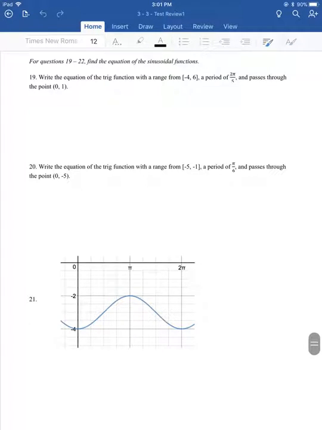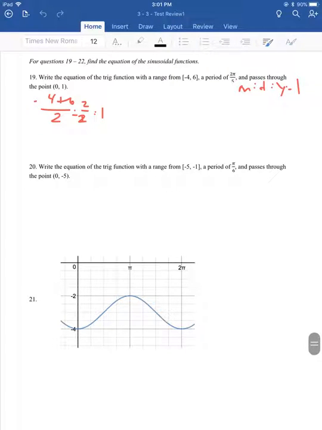So to find it, I do the midline first because I just take the average of the two. So this is negative 4 plus 6 over 2 gives me 2 over 2, which is 1. So my midline is y equals 1.